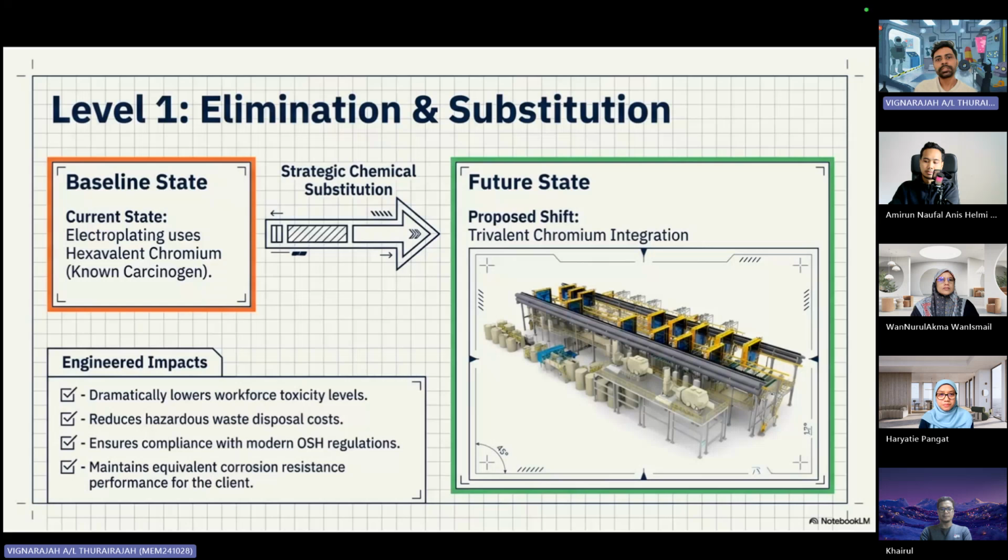So it's a strategic chemical substitution. The purpose of this shift is to have some trivalent chromium integration, right? This kind of change will dramatically lower the workforce toxicity levels, also reduce hazardous waste disposal costs, and ensure compliance with modern OSH regulations, right? At the same time, it will maintain equivalent corrosion resistant performance for the client.